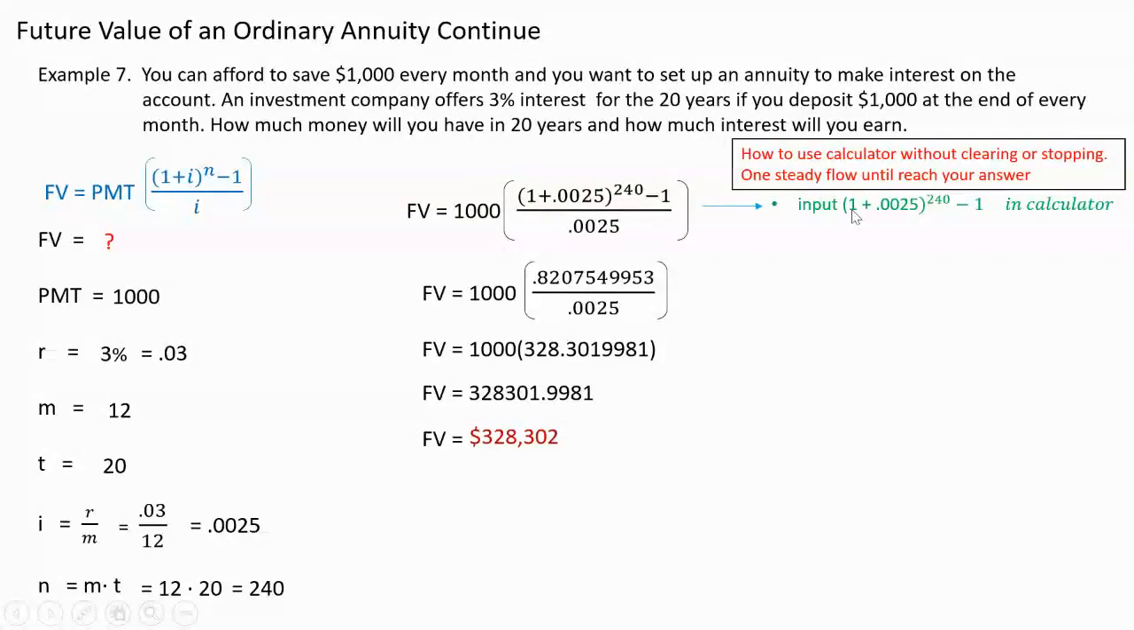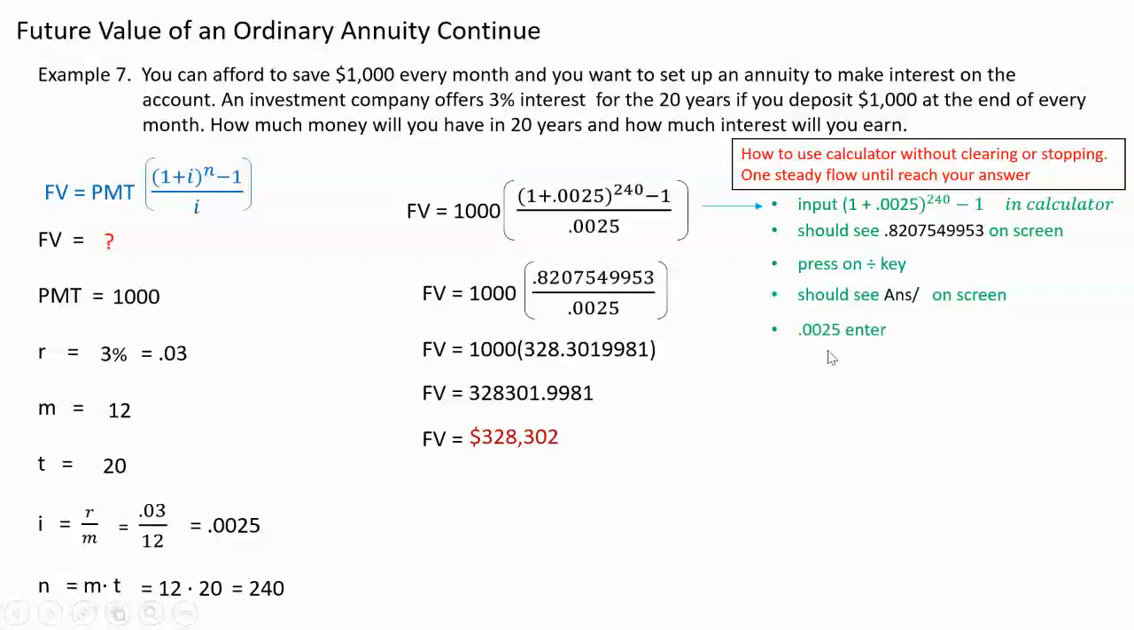So you're going to input in your calculator parentheses 1 plus 0.0025 close parentheses to the 240th power minus 1. Once you enter that in the calculator, this is what you should see: 0.82075499953 on your screen. Now you're going to hit the division key, because I already got the numerator on this problem. So now I'm going to divide. This is what you should see on the calculator: Answer divided by, on the screen.